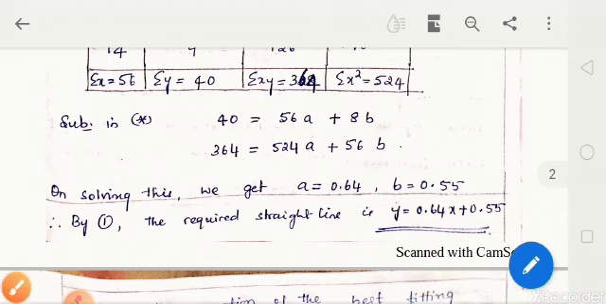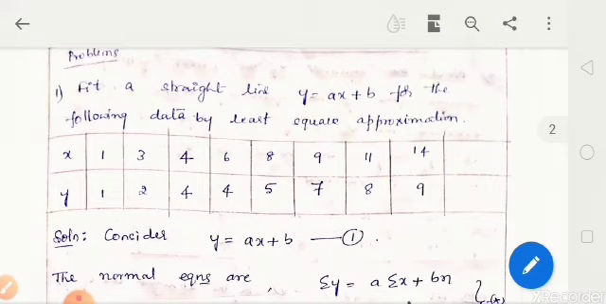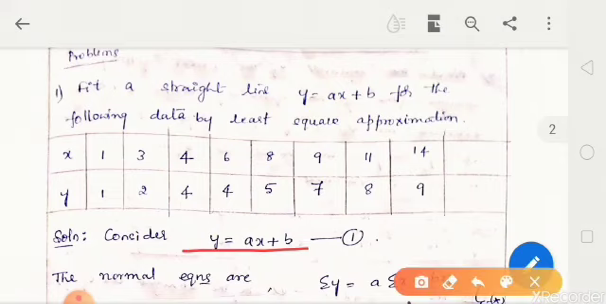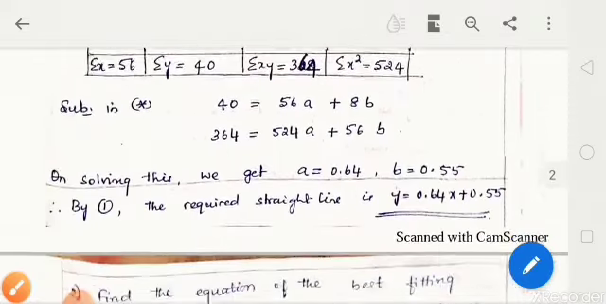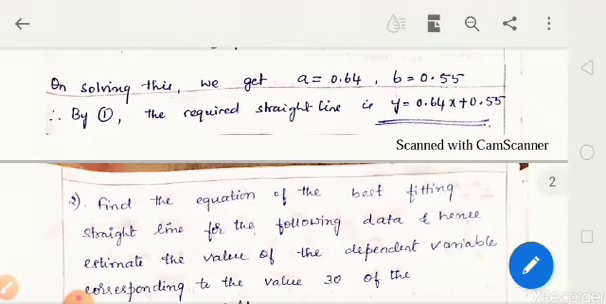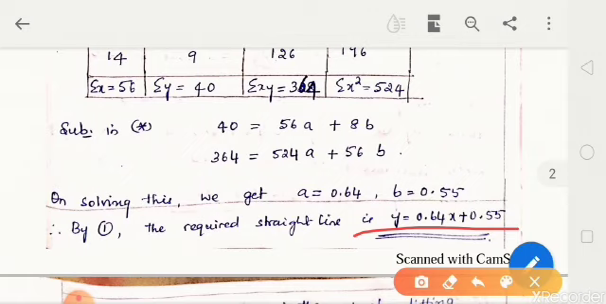Now our work is we have to substitute value for a and b in equation 1, that is y equal to ax plus b. When you substitute values for a and b in equation 1, you will get the required straight line as y equal to 0.64x plus 0.55.